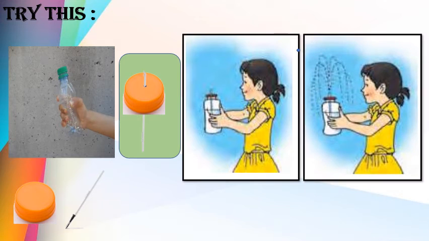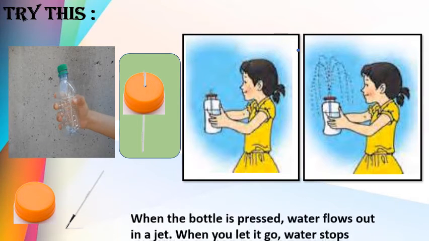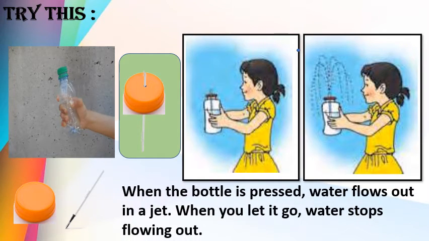Now hold the bottle upright in both hands. Press the bottle and then leave it loose. Do this 3 or 4 times. Yes, what do you see? Here we can see when the bottle is pressed, water flows out in a jet, right? And when you let it go, water stops flowing out, isn't it? You try this at your home. Very easy experiment this is.